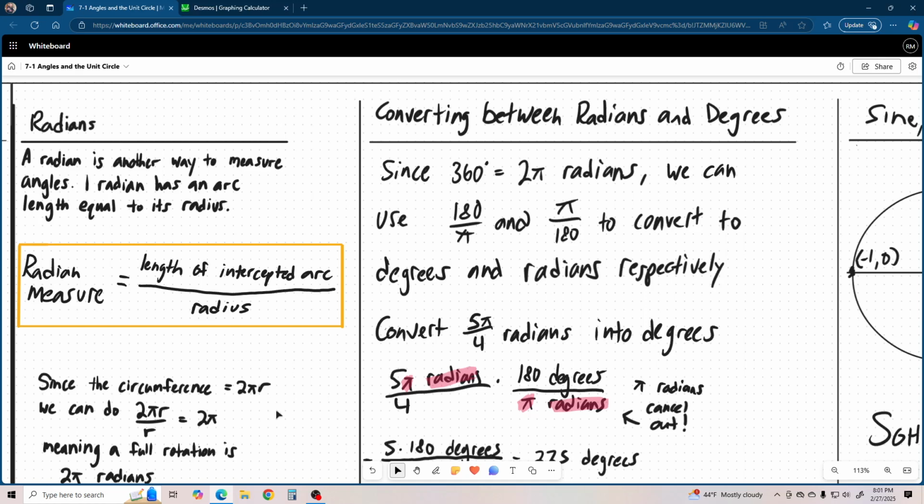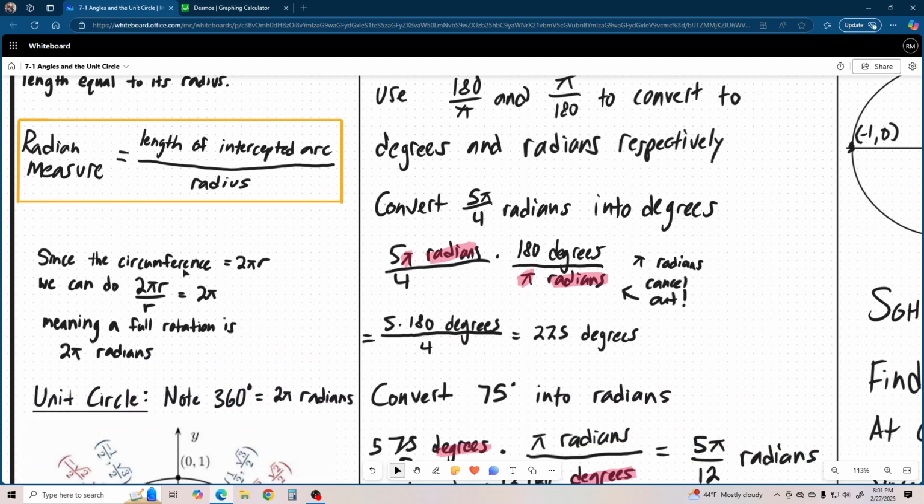Since the circumference of a circle is 2 pi r, we can divide 2 pi r by our radius, which in this case would just be r, and it's going to give us 2 pi. What this means is that a full rotation, a full circle, in other words an angle that is 360 degrees, is also an angle that is 2 pi radians. It's an equivalent value.